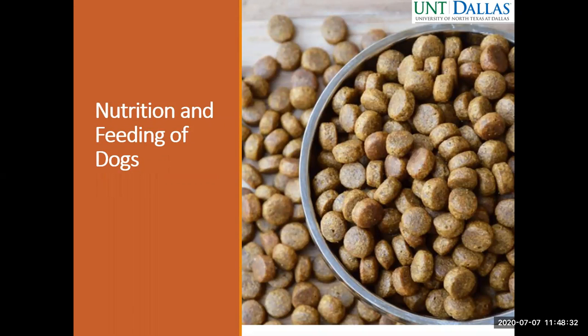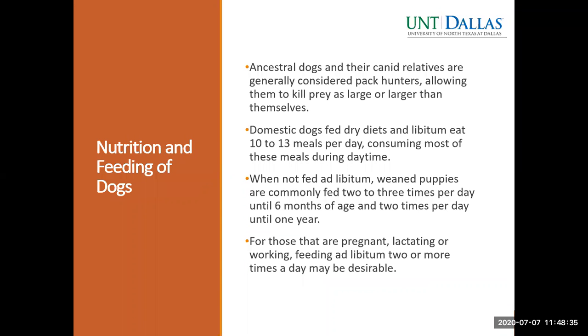So, the nutrition and feeding of dogs. Ancestral dogs and their canid relatives are generally considered pack hunters, allowing them to kill prey as large or larger than themselves. Domestic dogs fed dry diets and allowed to eat ad libitum eat about 10 to 13 meals per day, consuming most of these meals during the daytime.